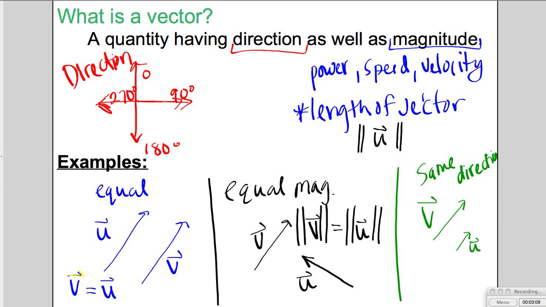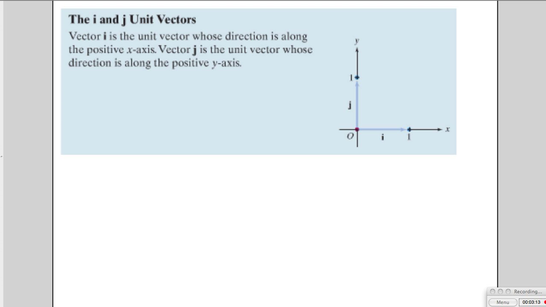Now let's talk about how we're going to describe these. So first of all, the common notation. When we're talking about the letters i and j, i is the unit vector whose direction is along the positive x-axis. So that's this vector right here, and it's got a length of 1, and it goes completely east to the right. Okay, so this is the horizontal unit vector.